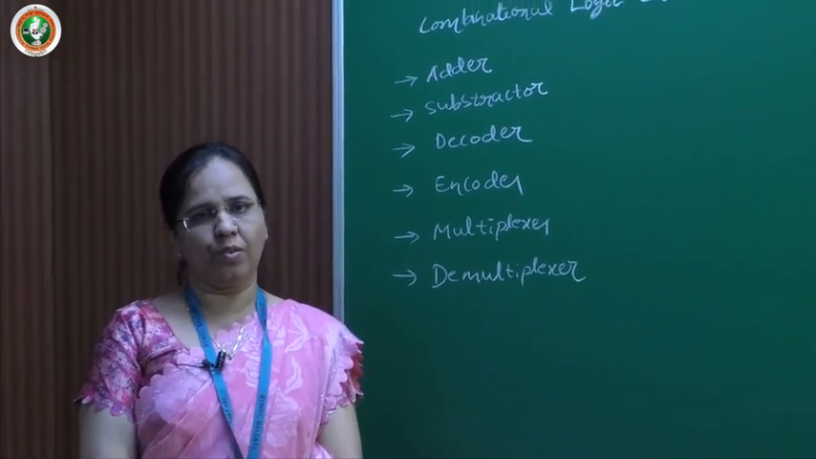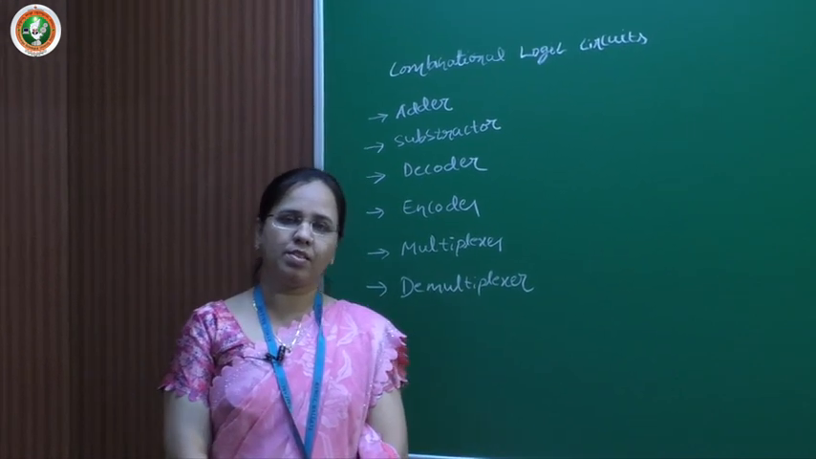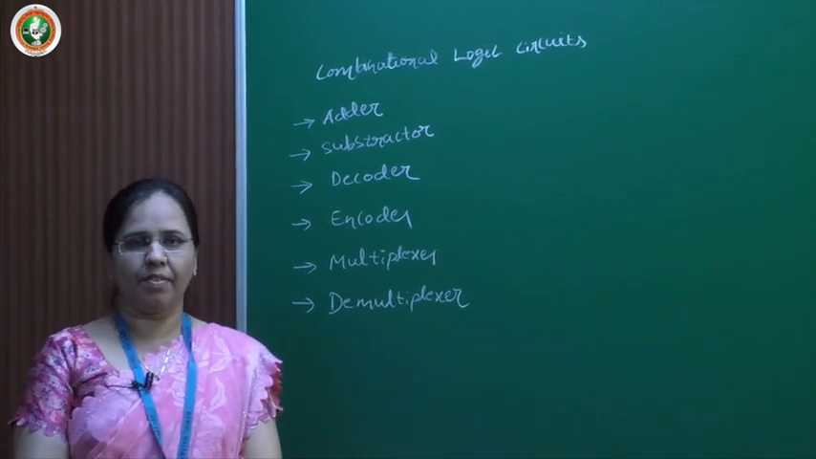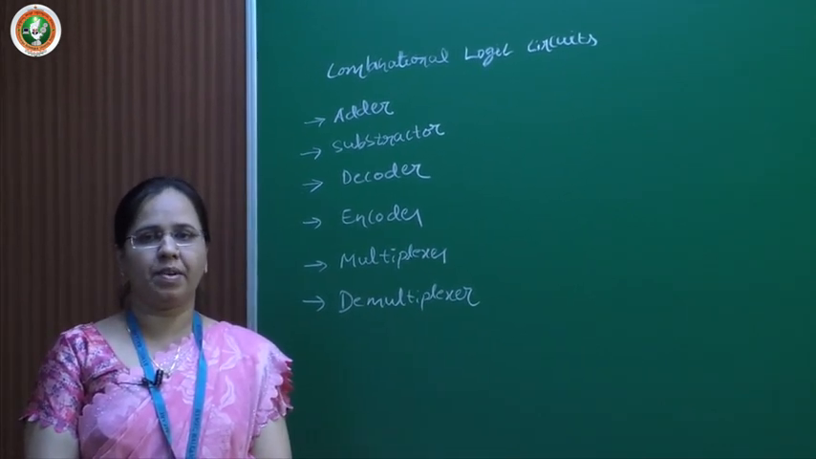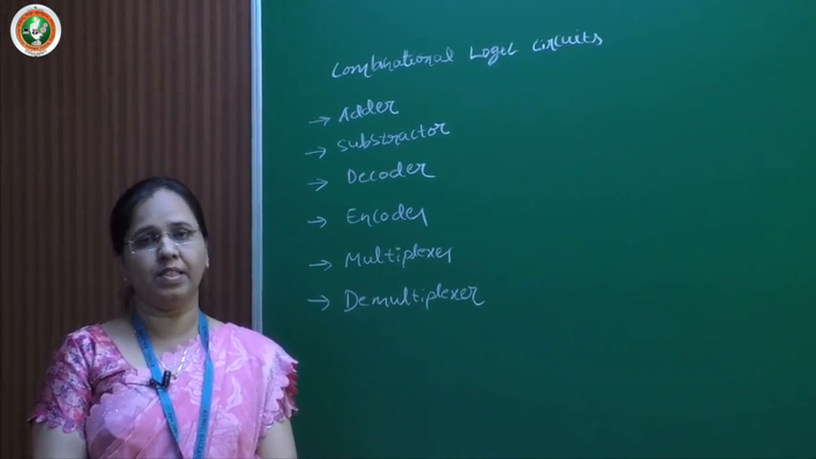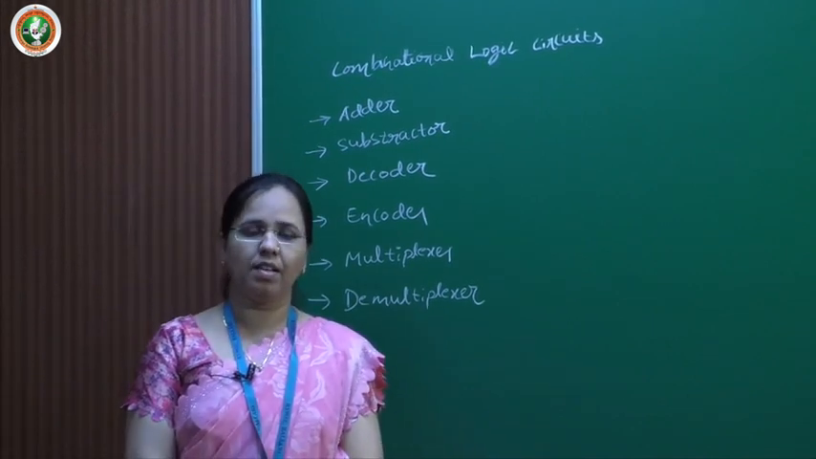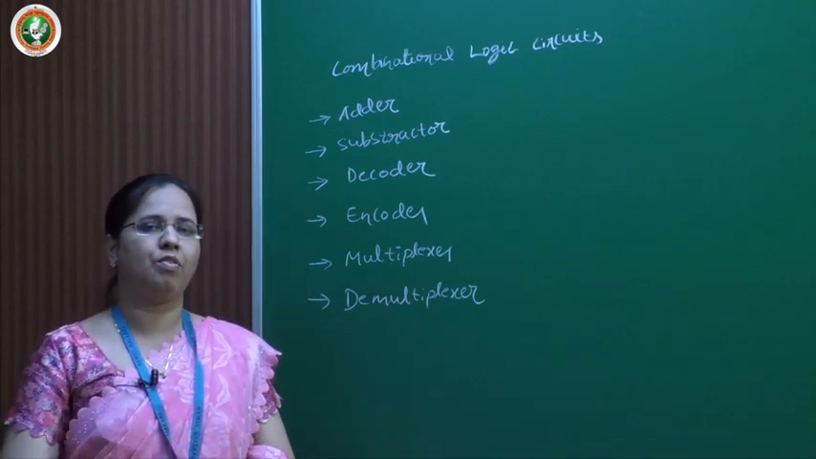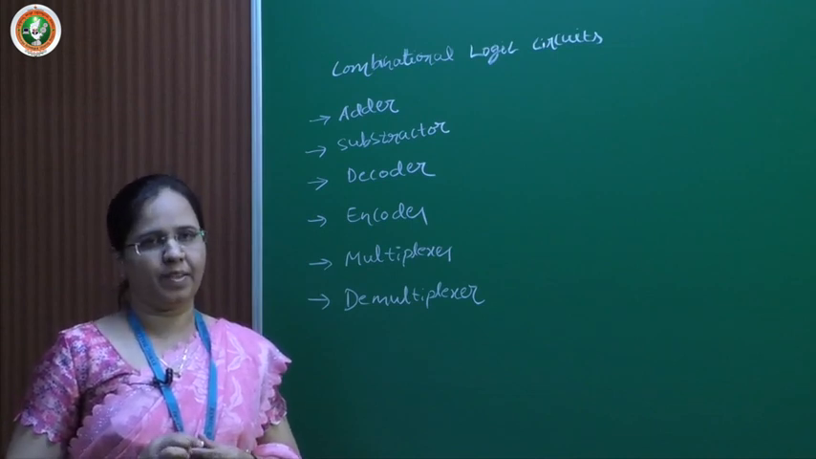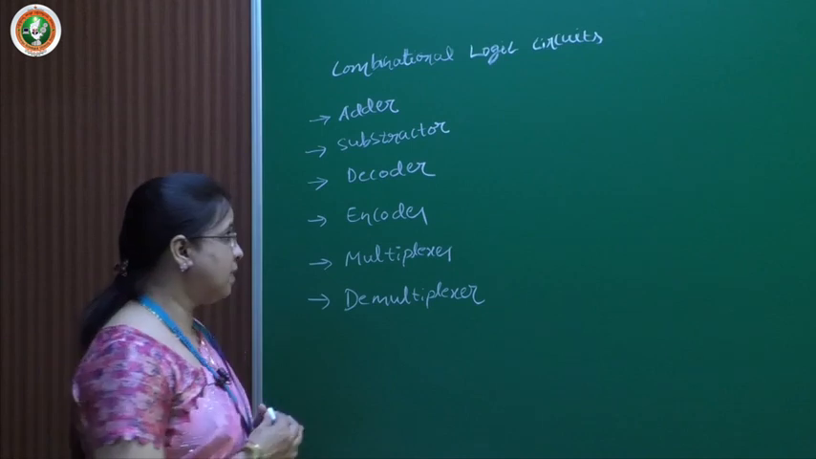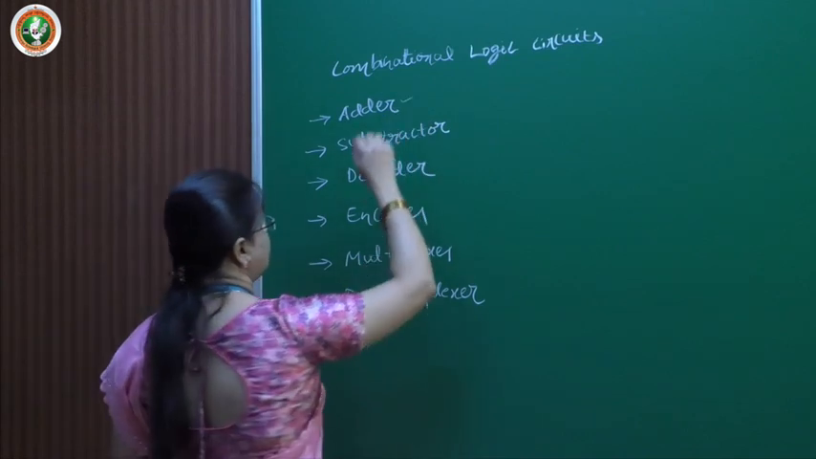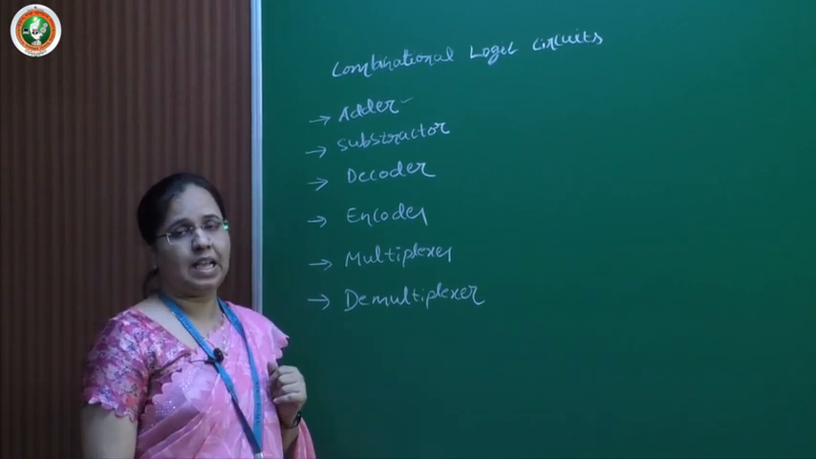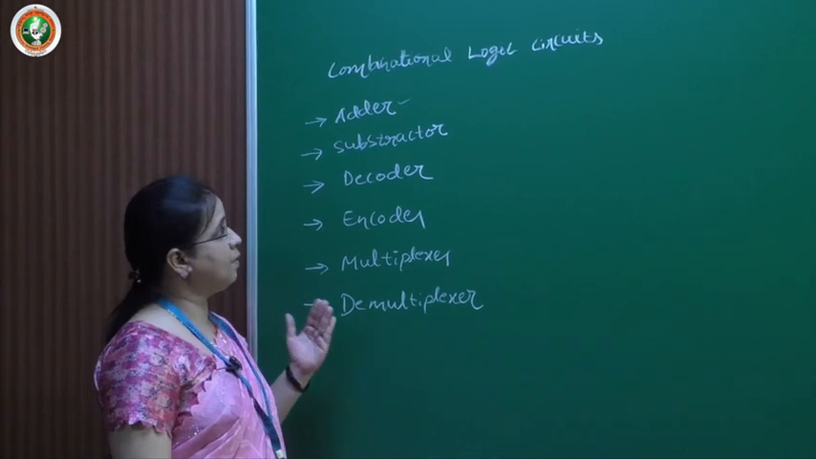As I already told you, combinational logic circuits are nothing but a combination of logic gates connected in some way so that they can perform one particular task, and the output of this circuit depends only on the present values of inputs. For example, assume that I want to perform addition of two numbers. Then I can make use of the combinational circuit called an adder. When I want to perform subtraction of two numbers, I can make use of a circuit called a subtractor.